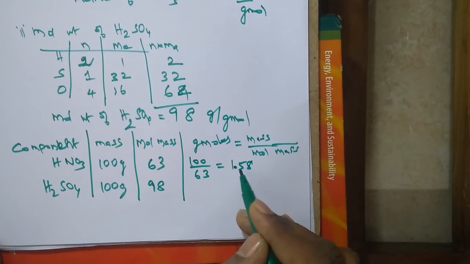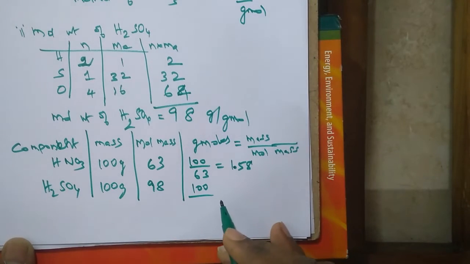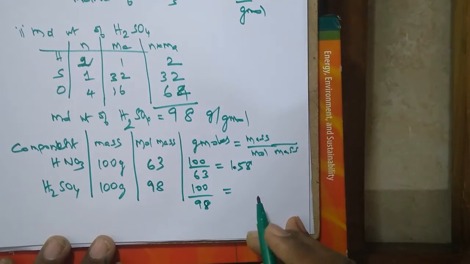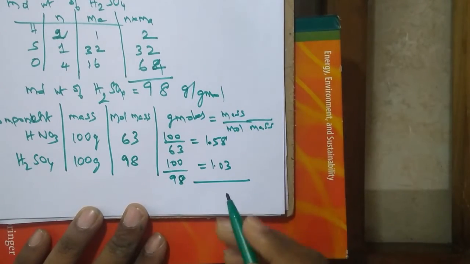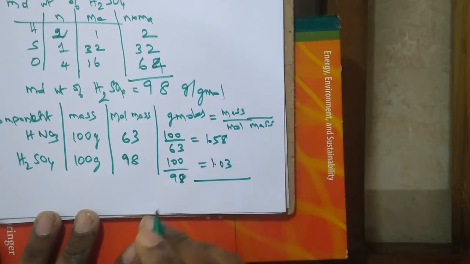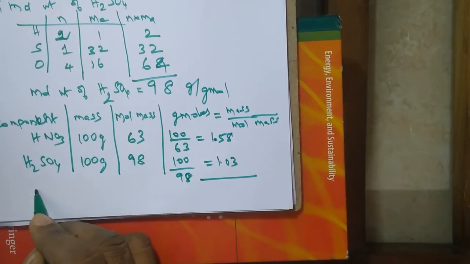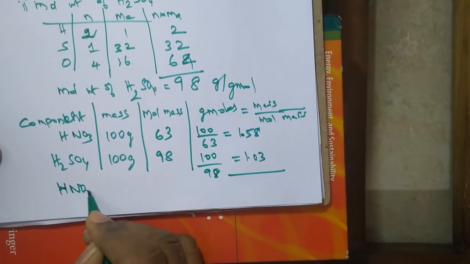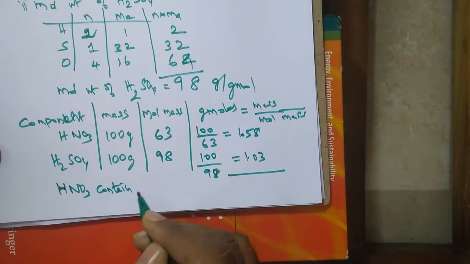Please cross check it, use your calculator and do the calculation. So 100 by 98 is 1.03. Obviously we have more gram moles of nitric acid. That means the nitric acid bottle will contain more number of atoms. That is the answer for the first part.